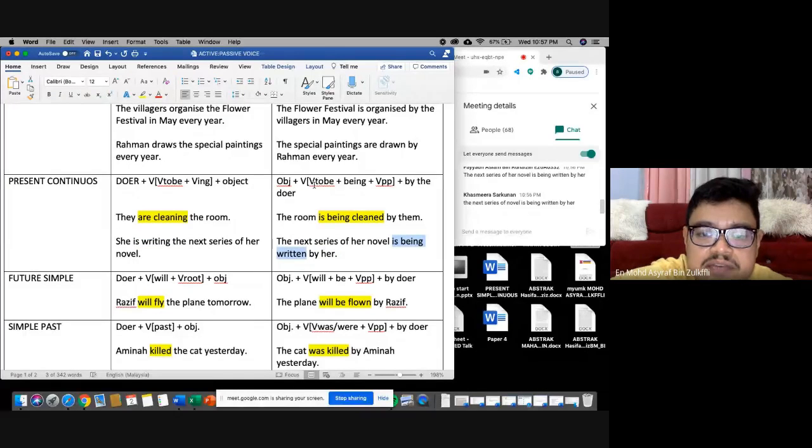Right, so you have to add the verb to be, and you have to add being, and you have to change the verb with ing to its past participle form. This is the formula. Verb to be, being, verb, past participle. VPP stands for verb past participle. Alright.